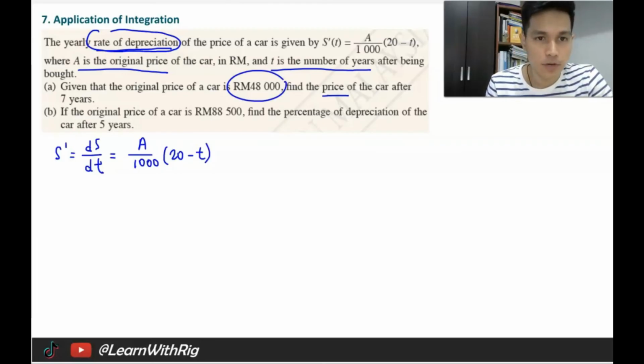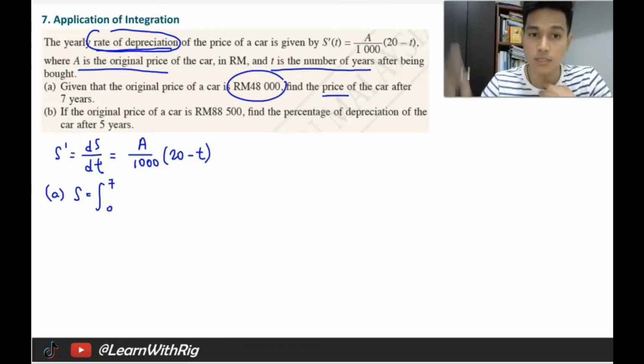Now you want to find the depreciation value, which means you're finding S. How do you find S? By integrating this. When you integrate dS over dt, you will get the S value. So for question A, you want to find S, which is the integration of dS over dt. What is the range? It's from 0 all the way to 7, because it's from year 0 to year 7, correct?